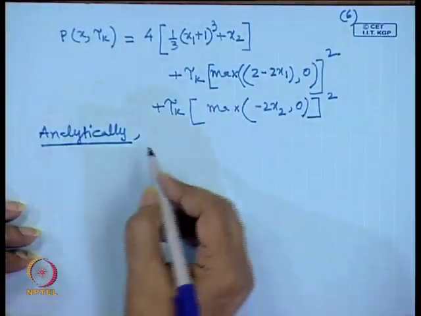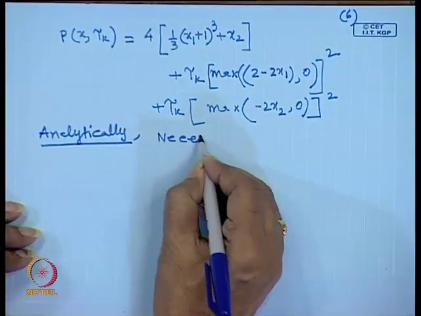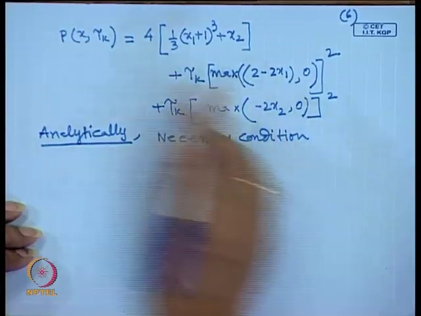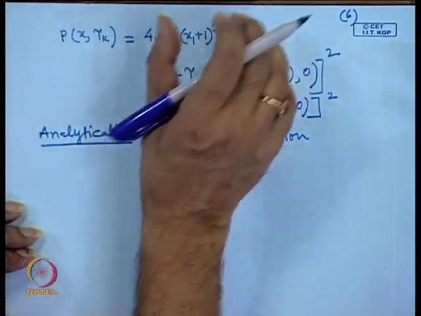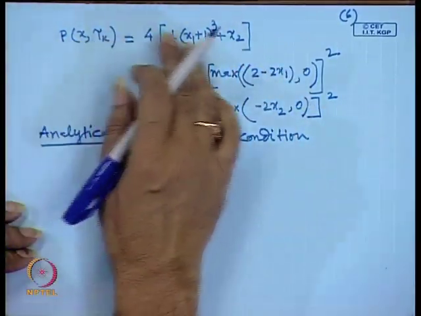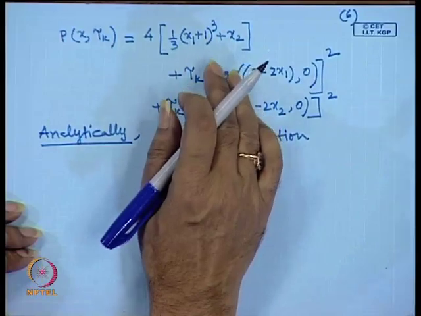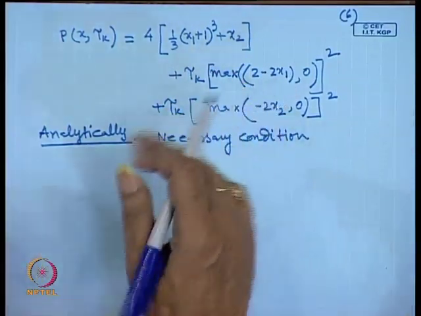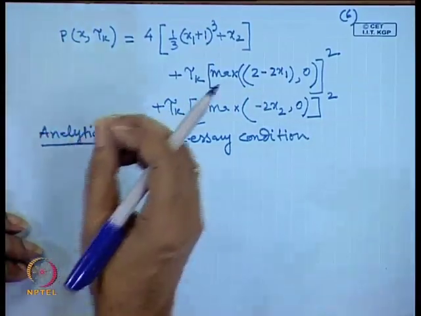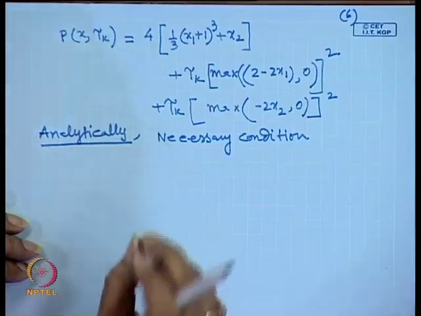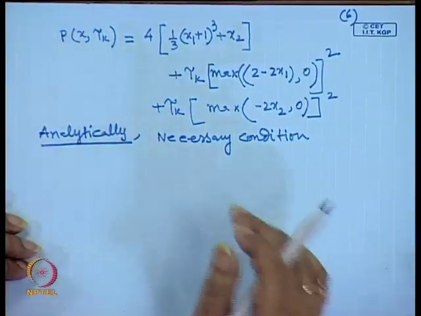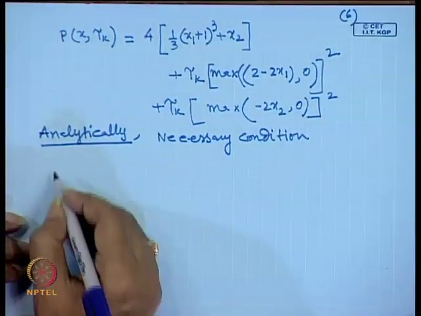So, analytically, the necessary condition: we have converted the nonlinear optimization problem into an unconstrained one by adopting the exterior point penalty function method. That means we will take the initial guess outside the feasible region, an exterior point, and then slowly approach the feasible region. So, our necessary condition is what?